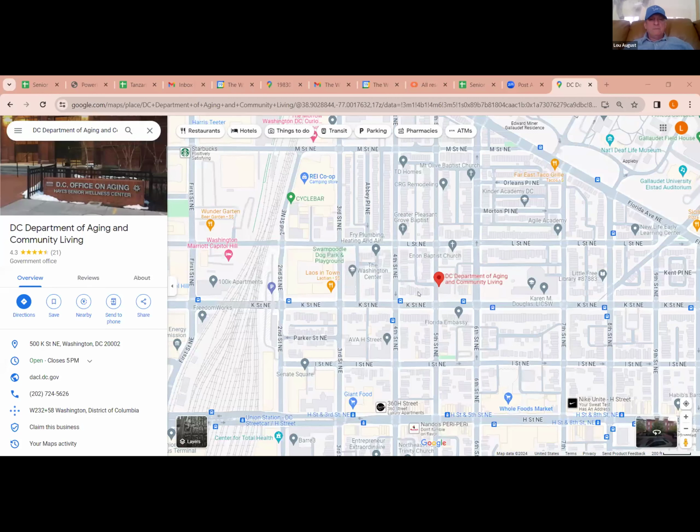All right, folks, so let me get into it here. I'm going to share my screen, and we're going to start where we always start, which is at the Department of Aging and Community Living in DC. And this time we're gonna get on the Silver Line, and we're gonna go out to Dulles Airport because most of those international flights go out of Dulles.